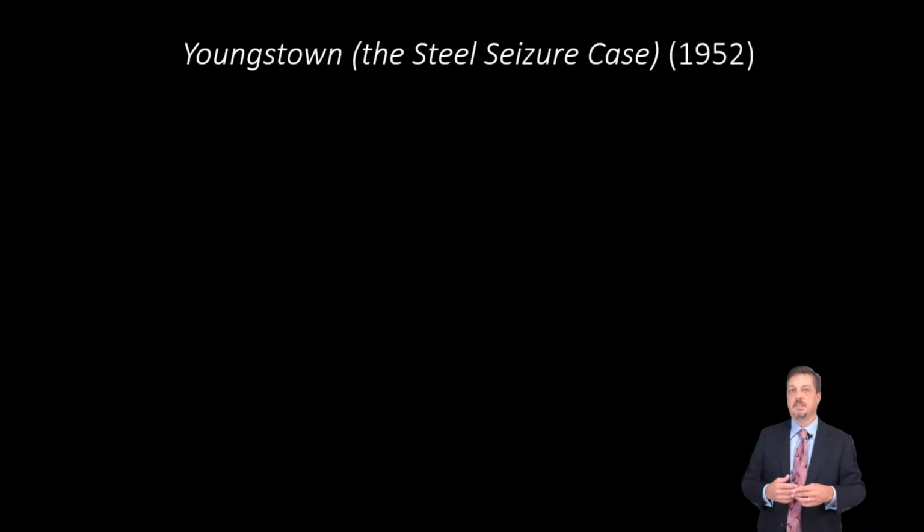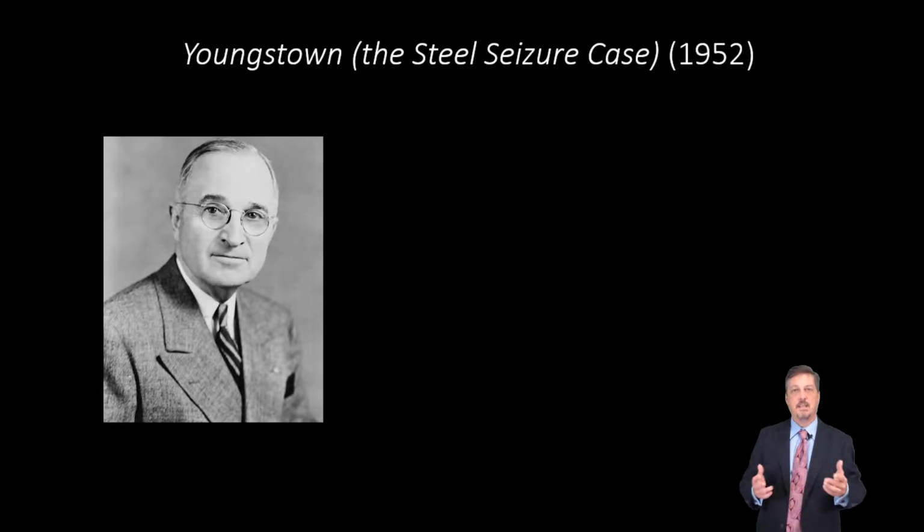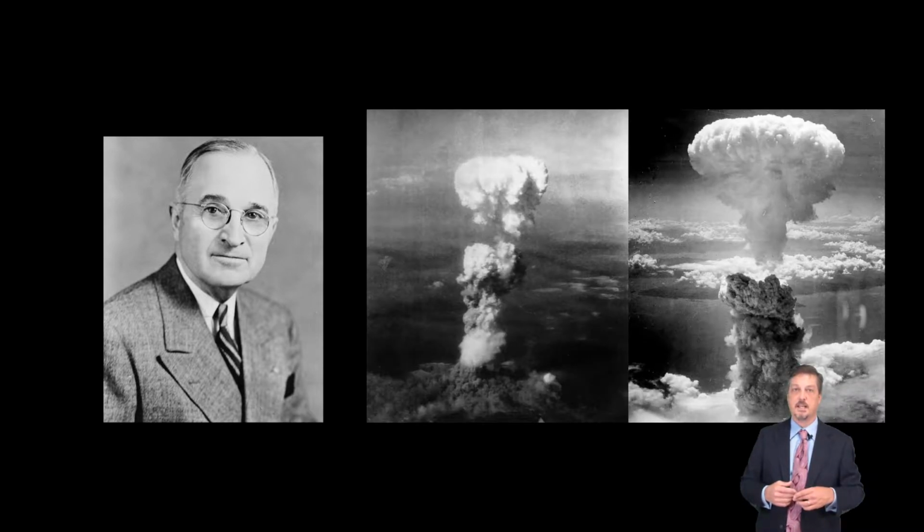The litigation in Youngstown resulted from an executive order issued by President Harry S. Truman in 1952 during the Korean War. Truman was vice president during Franklin Roosevelt's fourth presidential term. Roosevelt died of a cerebral hemorrhage 11 weeks into his fourth term, leaving Truman as president at the conclusion of World War II. Truman ordered the atomic bomb attacks against Hiroshima and Nagasaki in 1945 that ended the war against Japan.